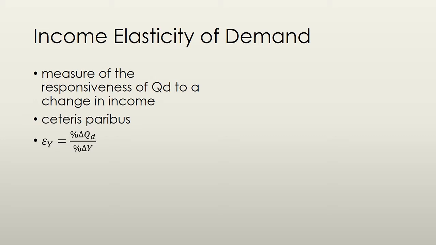The question that income elasticity of demand is trying to answer is, if my income changes, how will my demand for a given good change? We calculate income elasticity of demand by dividing the percent change in quantity demanded for the good by the percent change in income. I will use epsilon subscript y to refer to income elasticity of demand.